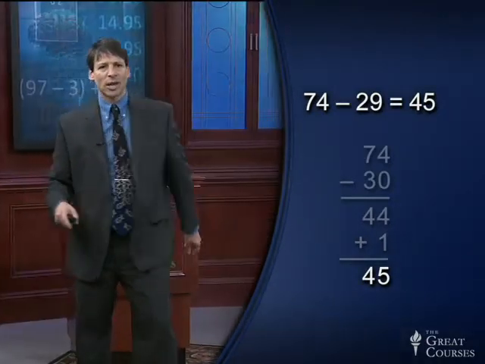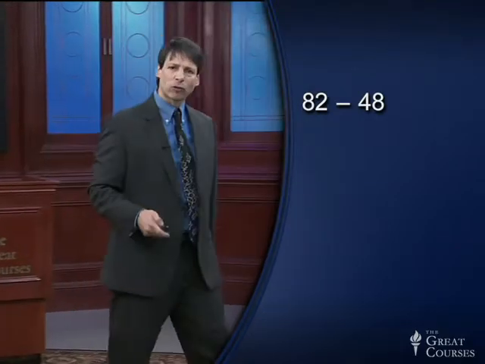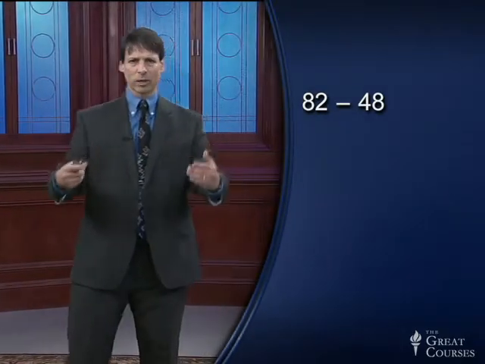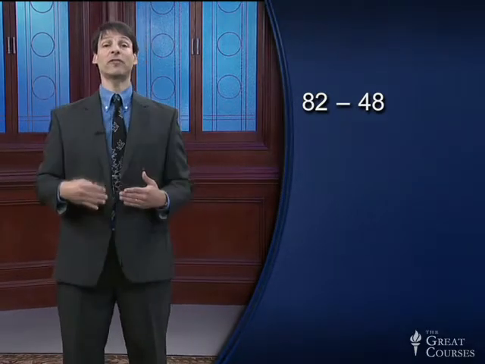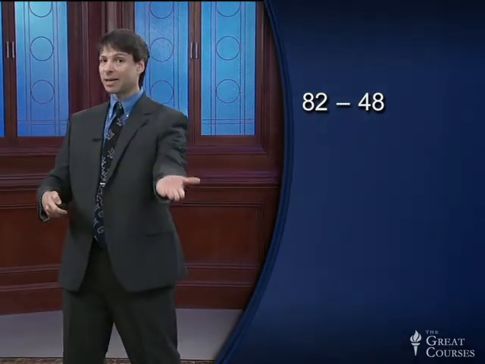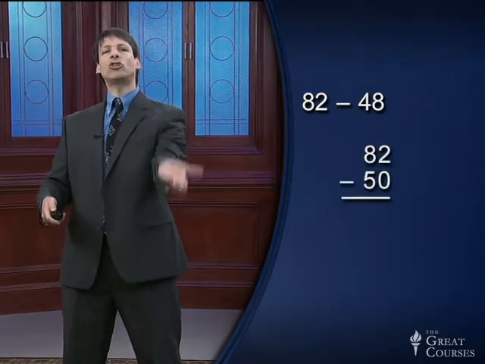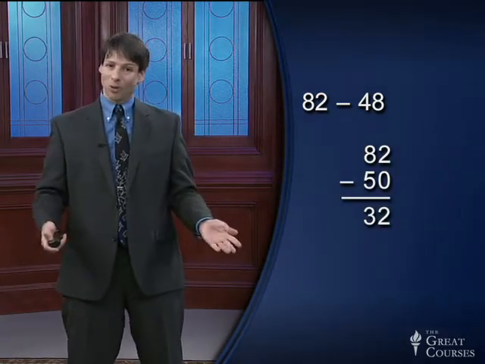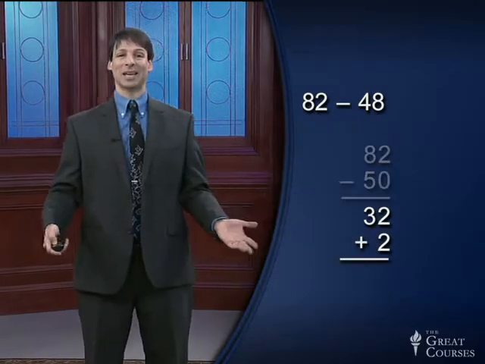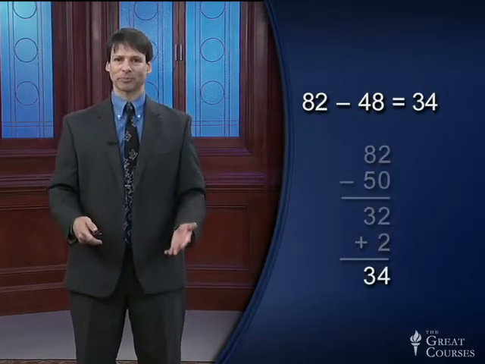You try it this time with 82 minus 48. Okay, so what are we going to do? To subtract 48, we're going to subtract 50, then add back 2. 82 minus 50 is 32. When we add back 2, we get 34.